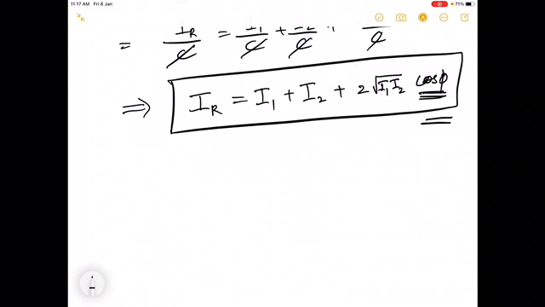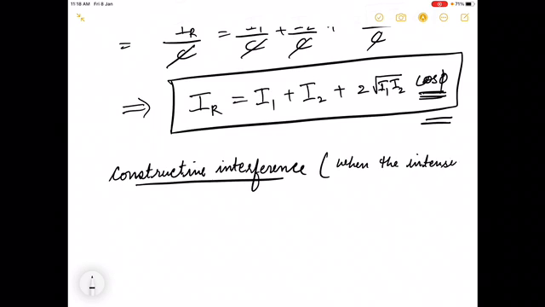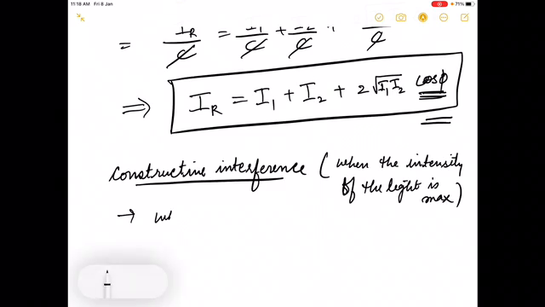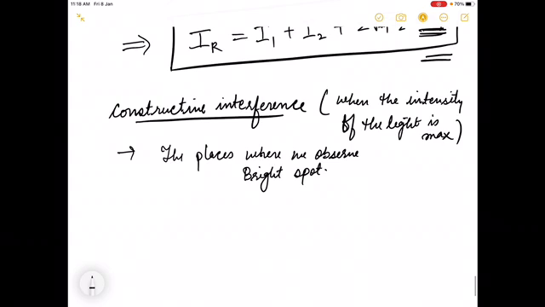So let me write it: constructive interference. What does this mean? It means the places where the intensity of light is maximum, or where we observe a bright spot. These are the places where we observe a bright spot. I hope everybody agrees with that.